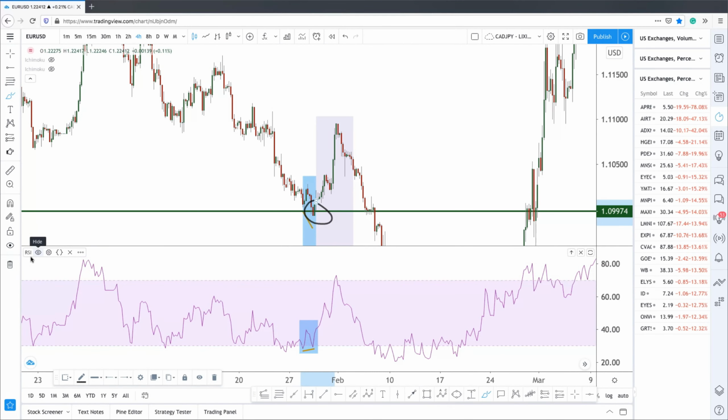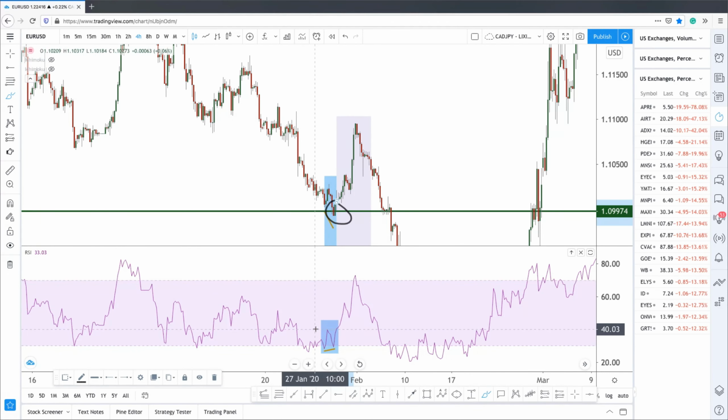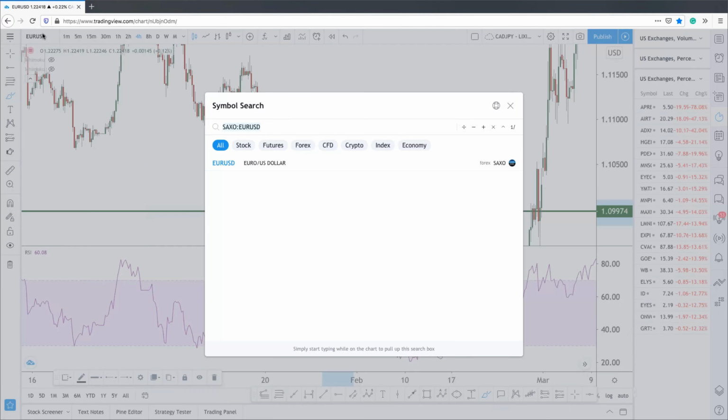RSI is usually used more for oscillators, so within a range. It helps in terms of divergence as well. So if you identify this, especially at a key level with divergence, it could give us a pretty good probability. Okay, so the last chart, let's look at, for example, Aussie dollar.